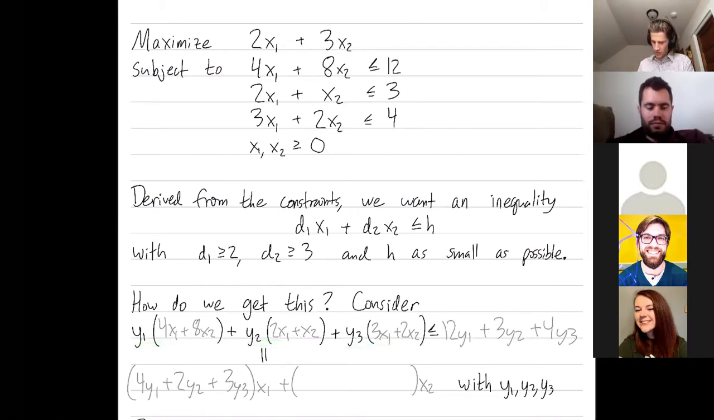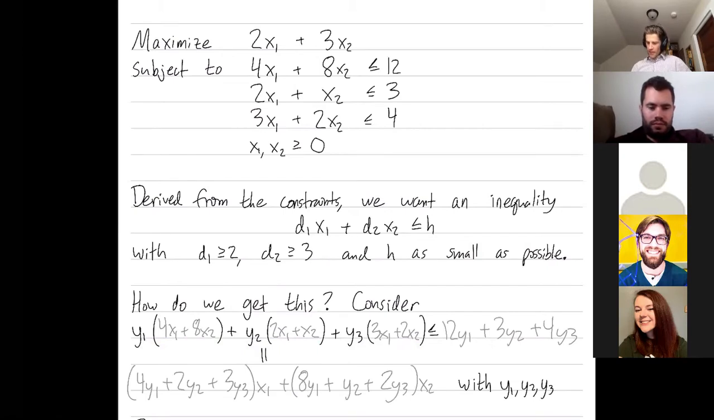And how many x2s do I have? I have 8y1 plus y2 plus 2y3 coming from here and here and here.